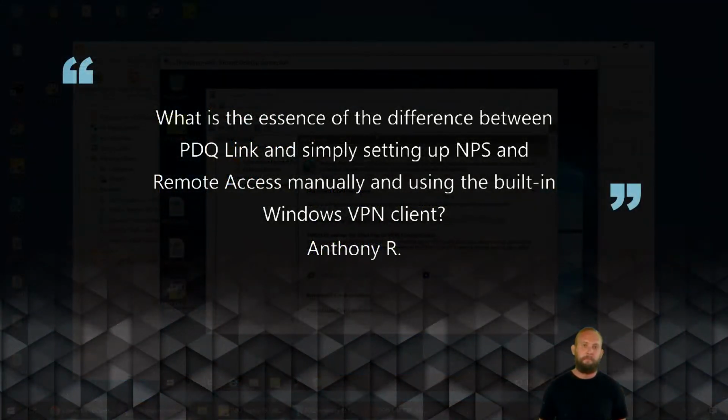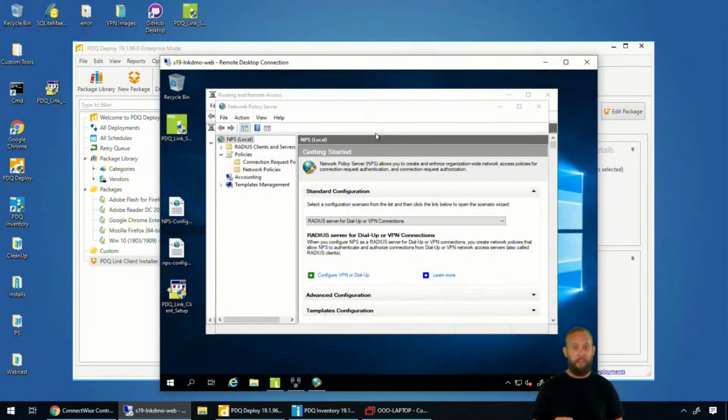Dear Josh, what is the essence of the difference between PDQ Link and simply setting up NPS and Remote Access manually and using the built-in Windows VPN client? Sincerely, Antonio R. The difference is it took me 14 minutes to do it with Link and get most of the configuration done versus having to go figure out everything that I needed to do with RAS and NPS. And then I got a client-side installer that was pre-bundled with the cert at the end for SSTP.